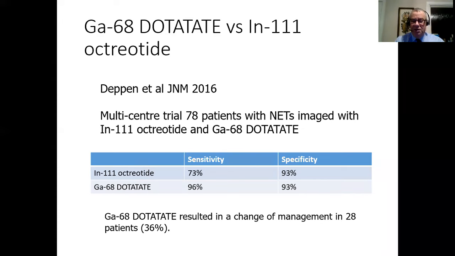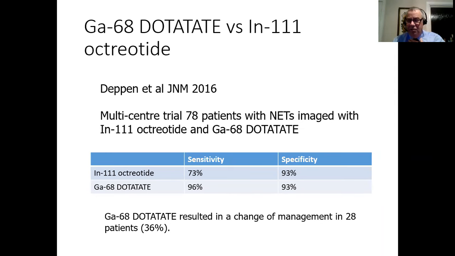And you can see overall the sensitivity of indium octreotide was 73% and specificity was 93%, whilst with gallium-68 DOTATATE, the sensitivity was 96% and specificity 93%. So you can see why we've begun to rely much more on the gallium-68 DOTATATE PET-CT. And many centres that used to not know which one to do now just use the DOTATATE or DOTANOC PET.